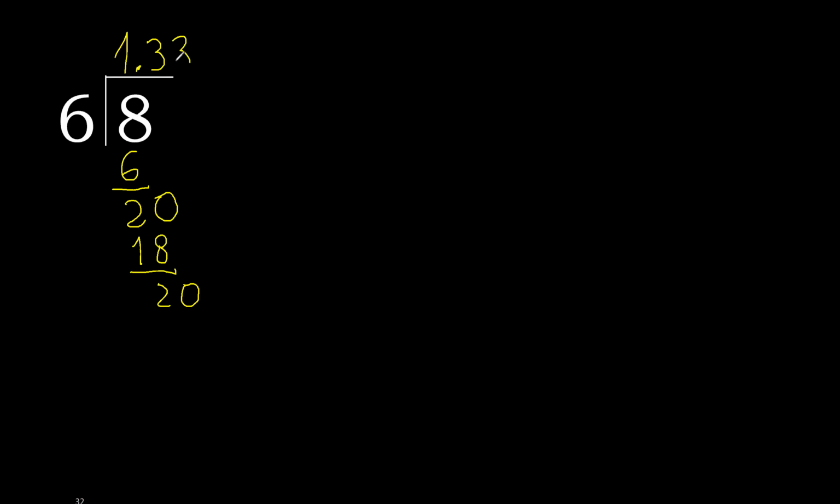6 multiplied by 3 is 18, subtract, complete. Repeat, therefore 3 repeats, it repeats, okay, finish it. 8 divided by 6 is here, or after the point, 3 repeating, therefore like this, okay, like this, or like this, okay.